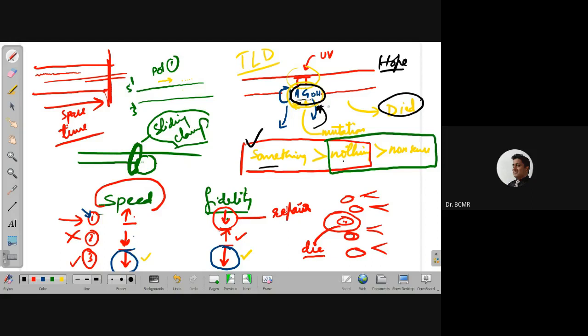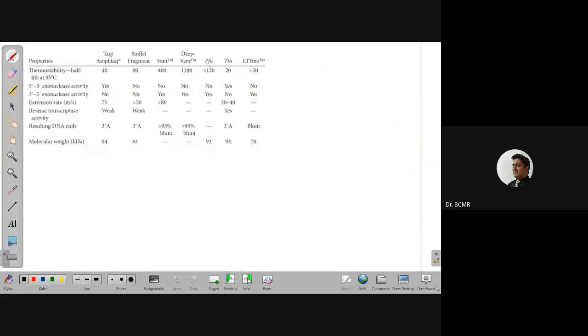You can type your questions. I will get back to this. Okay. So in PCR, all this that we are discussing is about polymerases used in PCR. There are several types, like Taq polymerase is the one. They are all thermostable.